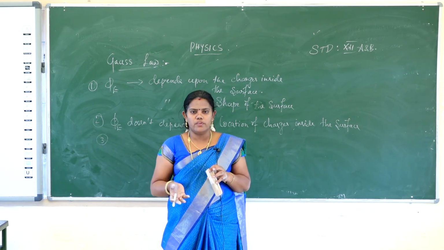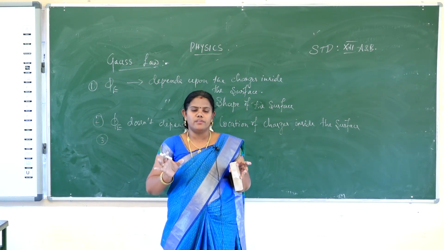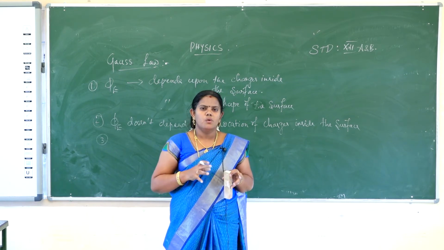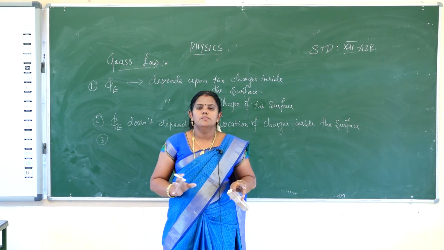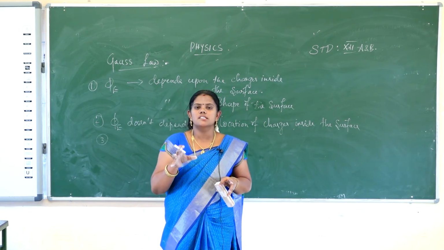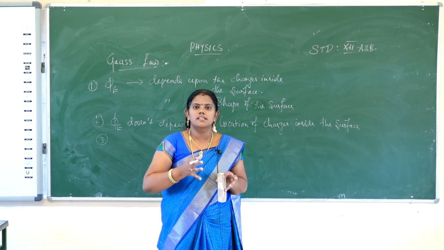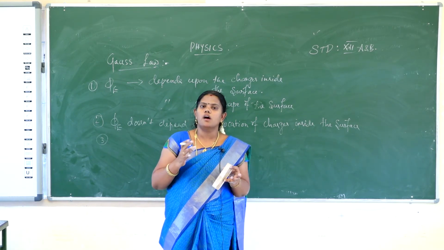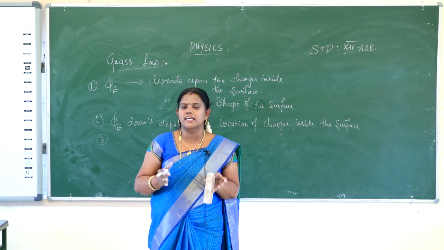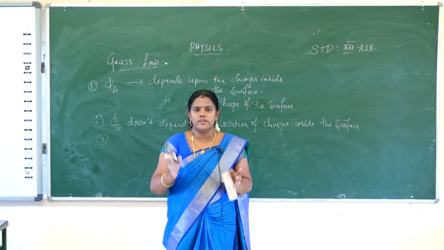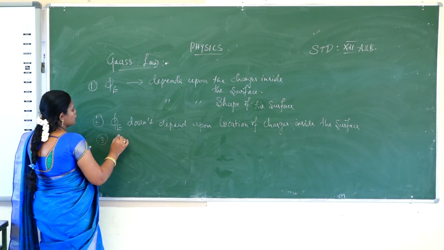We choose the Gaussian surface on the basis of the charge configuration, the continuous charge configuration, and the kind of symmetry. What is the meaning of kind of symmetry? For example, if the charges are arranged in a spherical shape, we consider a spherical Gaussian surface. If the charges are arranged in a cylindrical shape, we consider a cylindrical Gaussian surface. The electric field will be spherically symmetric, so we choose the Gaussian surface as symmetric.